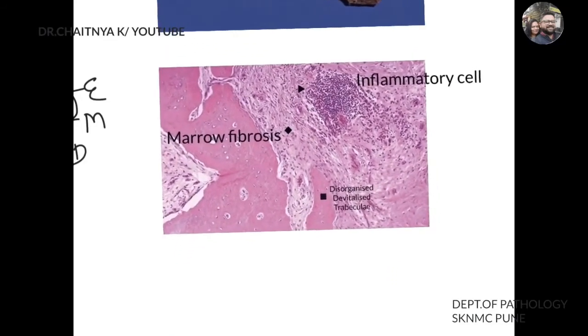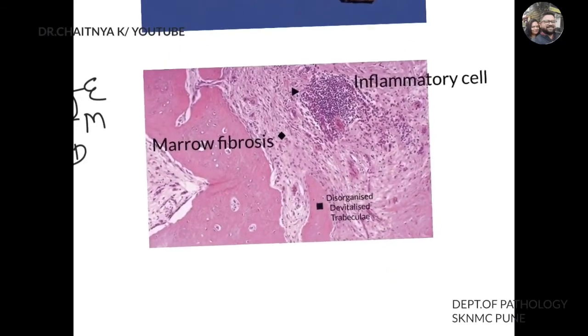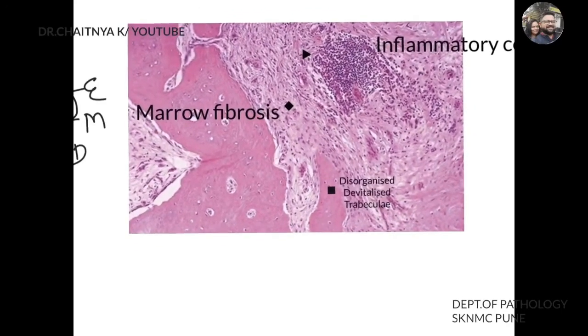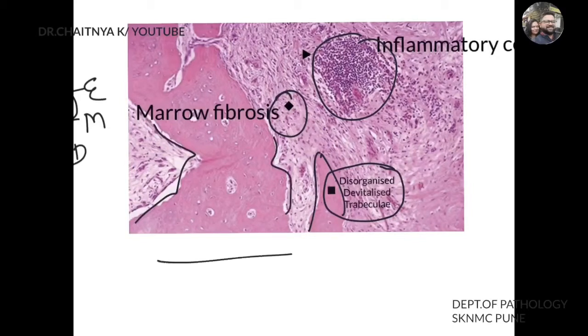Coming to the microscopy of osteomyelitis, there are inflammatory cells, marrow fibrosis and disorganized, devitalized trabeculae. This is the picture of the bone, which shows inflammatory cells, marrow fibrosis, and disorganized, devitalized trabeculae. How does bone look under the microscope? If you see a bone marrow biopsy, there are the trabeculae, and in between these trabeculae you will get your bone marrow, which contains the RBCs, WBCs, and the whole hematopoietic system.